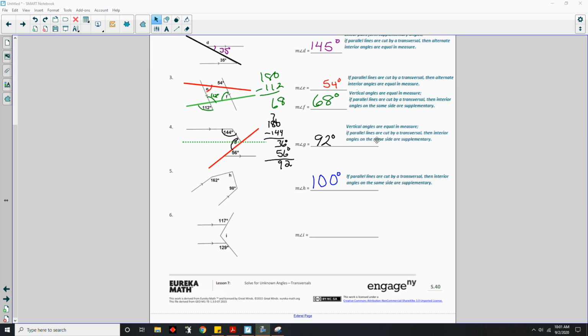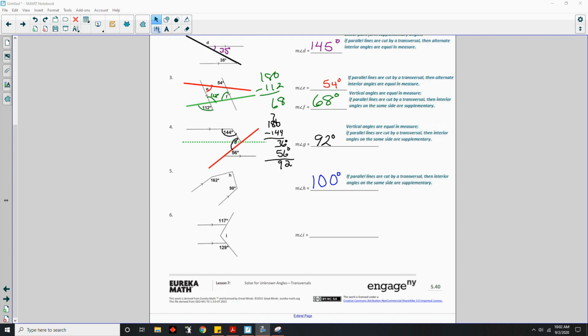Reason? Vertical angles are equal in measure. If parallel lines are cut by a transversal, then interior angles on the same side are supplementary. Okay. That only worked for one. It also should say alternate interior angles are congruent. Okie dokie. All right, number 6.